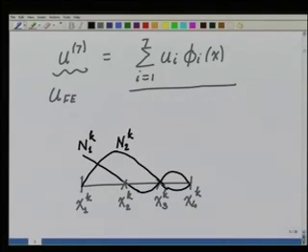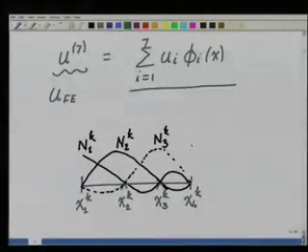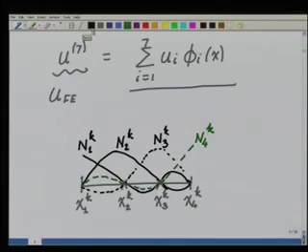Similarly, what is n3 of element k? n3 of element k will be, it should be 1 at the point x3. So this is n3 of element k, and similarly I will have the n4 of element k. This is n4 of element k. So by now it should be obvious what is the functional representation of these ni's.